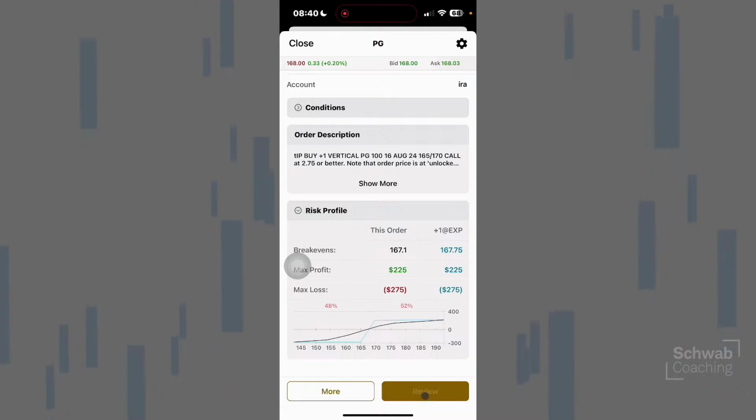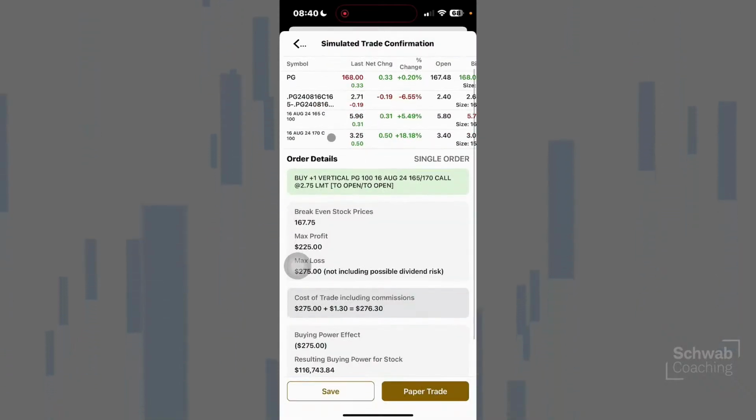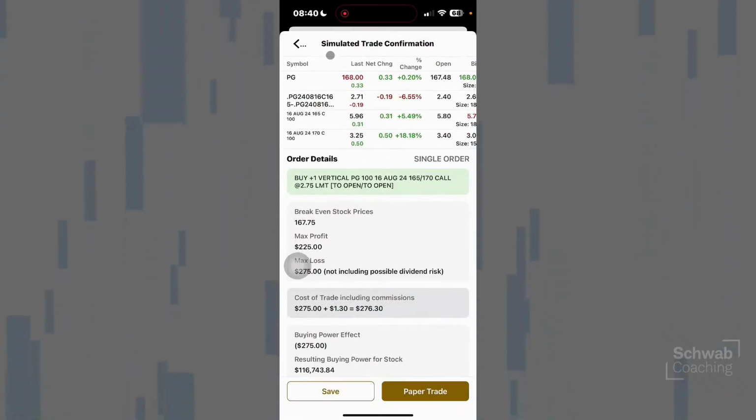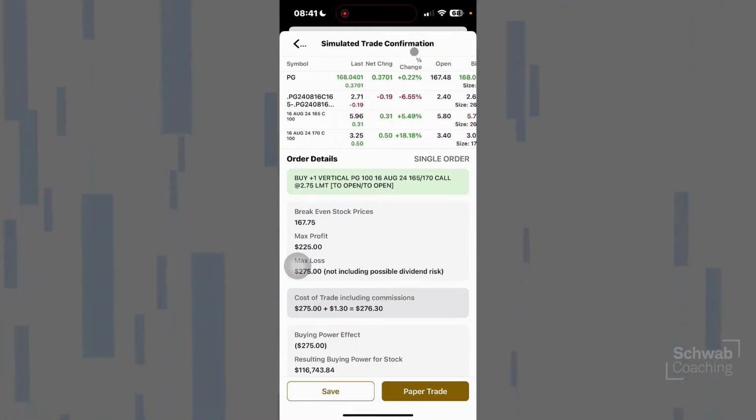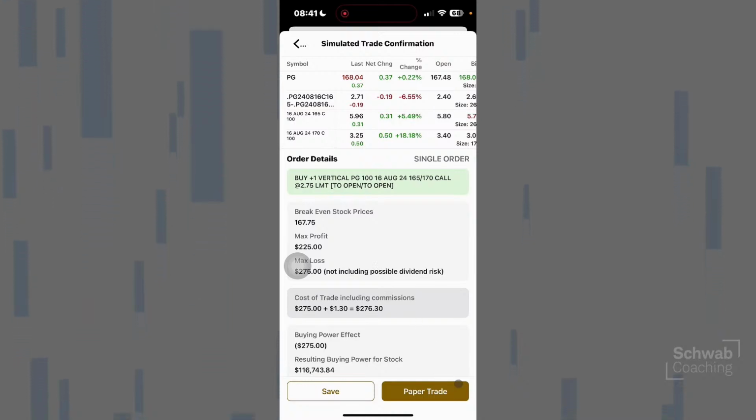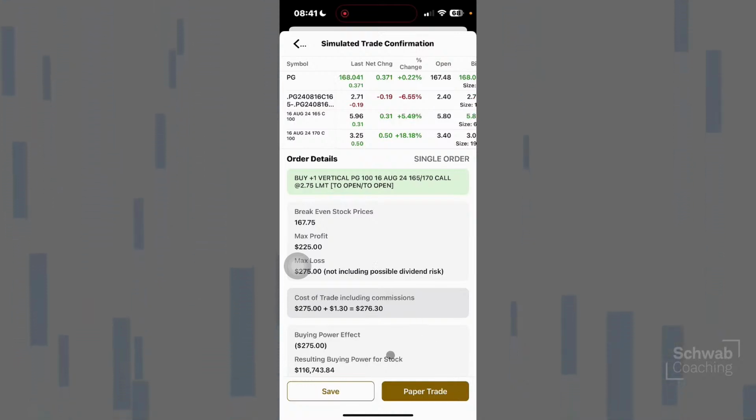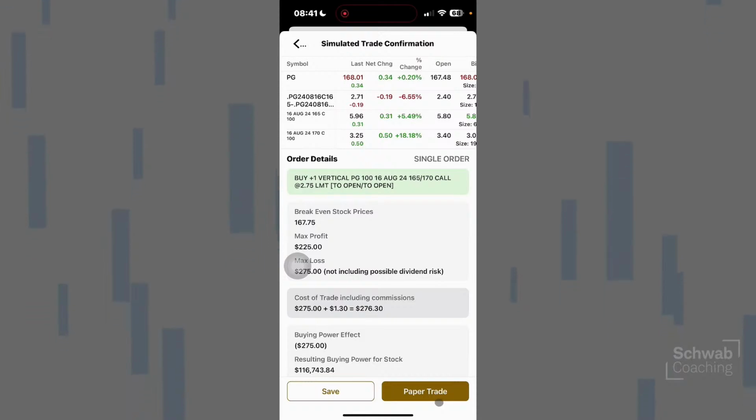Now what we're going to do is go down to the bottom right. We're going to click on where it says review. And once we do this, how do we know that this is in paper? At the very top, simulated trade confirmation, okay? How do we know it's in paper again? Where do I see it again? Paper money, paper trade, down at the bottom right. So really, to do a long call vertical, not that bad, okay?